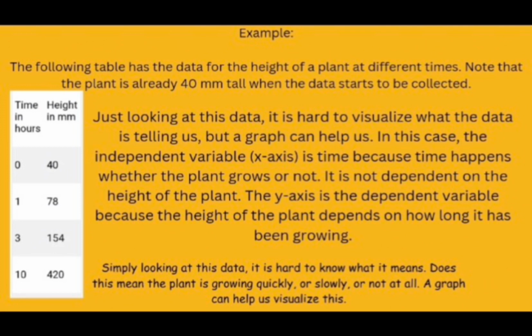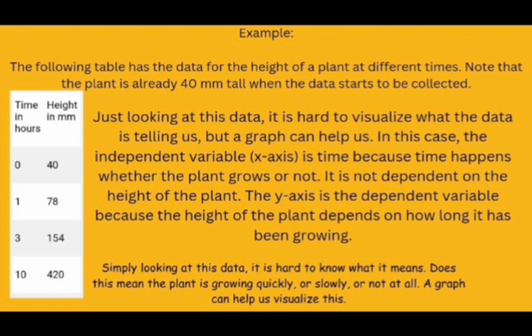Just looking at this data, it is hard to visualize what the data is telling us, but a graph can help us. In this case, the independent variable, the x-axis, is time because time happens whether the plant grows or not. It is not dependent on the height of the plant. The y-axis is the dependent variable because the height of the plant depends on how long it has been growing.